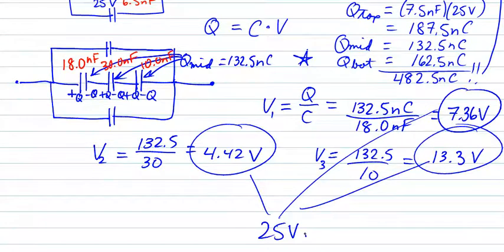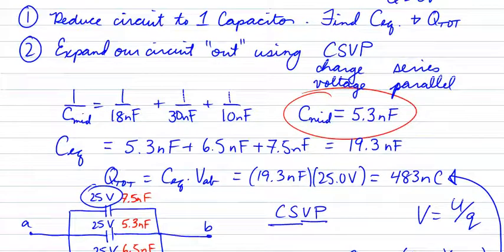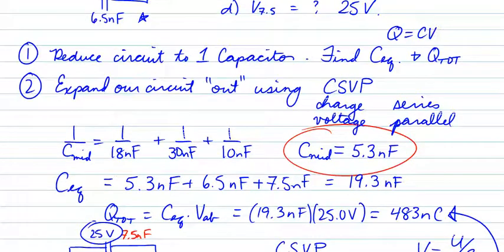Okay, so this was a short summary of how to solve capacitor problems. Remember, the two main steps are to reduce the circuit to one equivalent capacitance and then expand the circuit back out using CSVP.